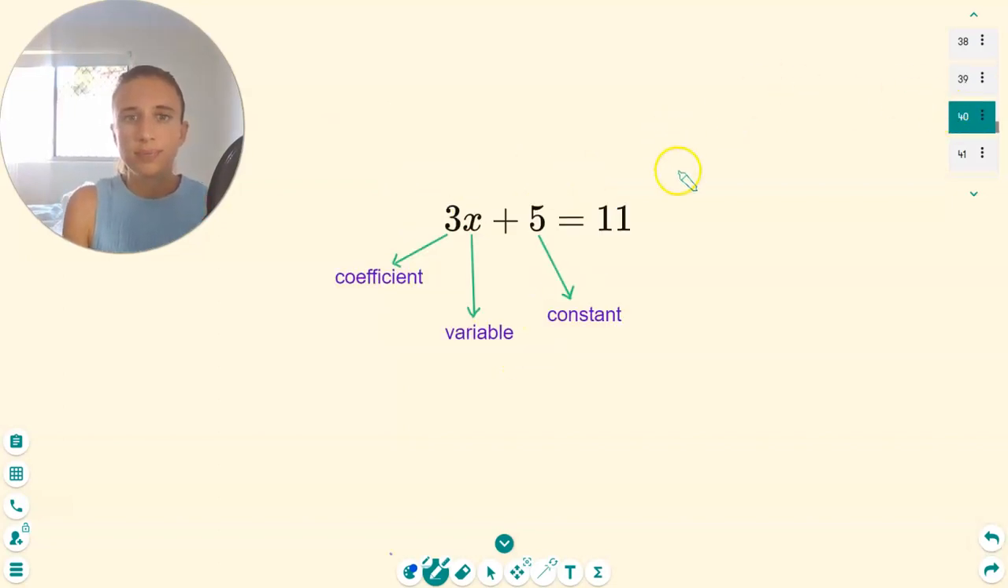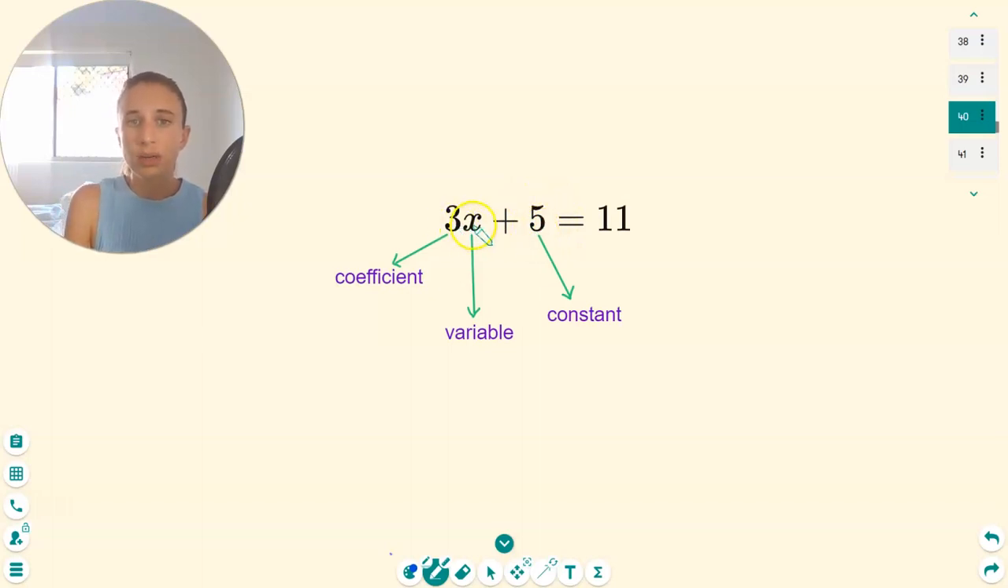Let's check it out. We're going to start off by looking at coefficients, variables, and constants. Now the coefficient, so if I was to ask what's the coefficient of x here, I would say 3. It's the number outside, the number next to the variable, right? So the coefficient of x is 3 here. The variable here is x. The constant is just that normal old number out alone by itself.